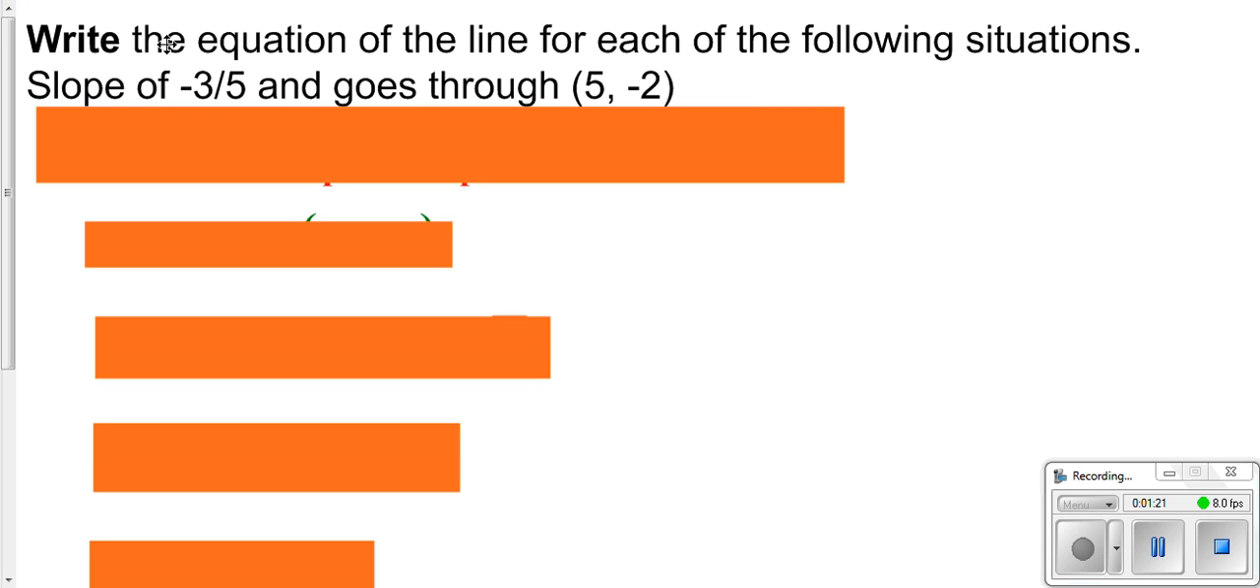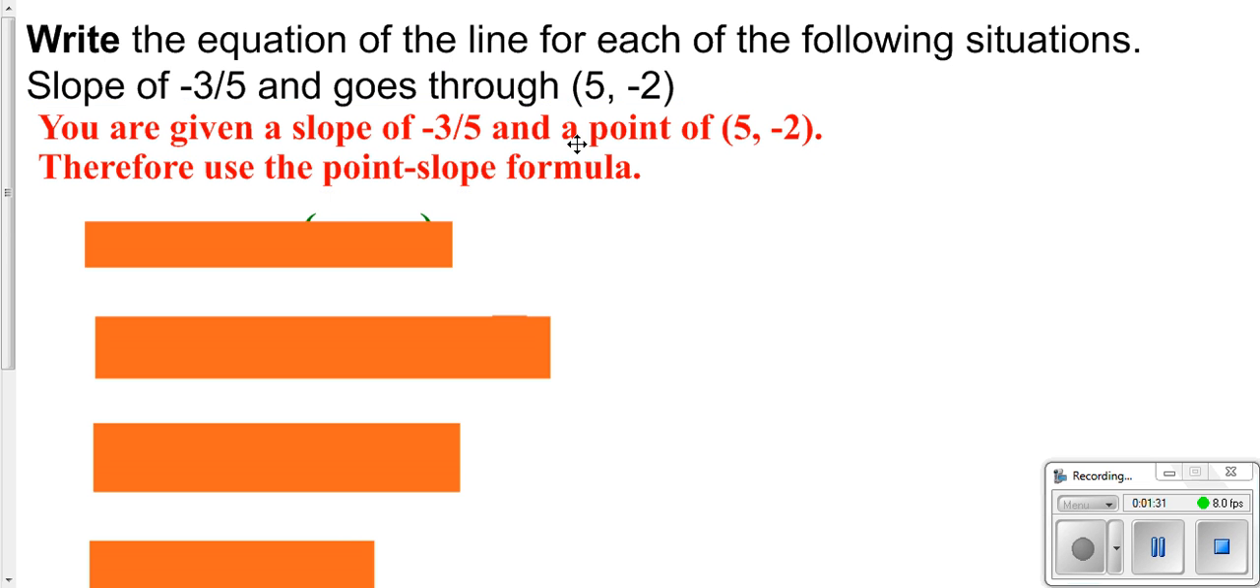So, as we look at this here, we are trying to find the equation of a line with a given slope and a given point. Now, since you are given a slope and a point, let's use your point-slope formula, which we looked at on the other page: y minus the y-coordinate of your point equaling m times x minus the x-coordinate of your point.